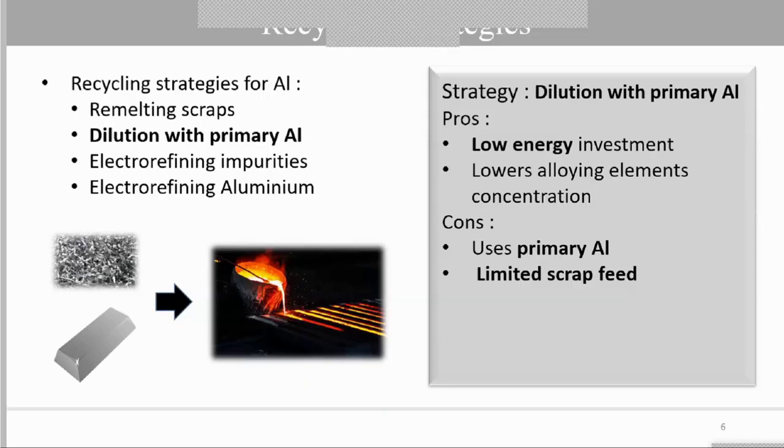You defer the energy cost of some of the primaries to secondary by the melting process. And the con is that you cannot use 50% scraps. You need to dilute it up to a certain point where the alloying elements or the impurities are low enough. So this is a good strategy, but it's limited in terms of the scope that can be used.